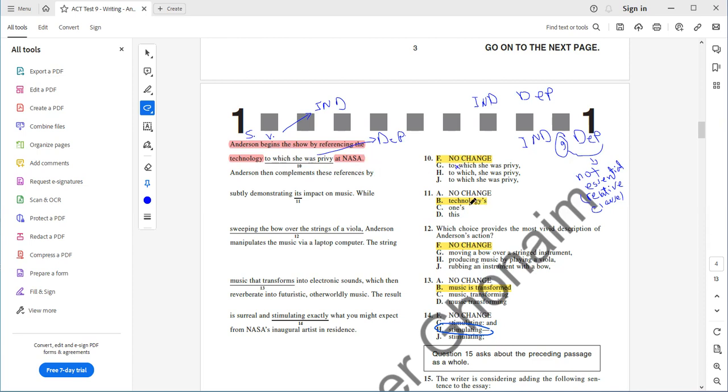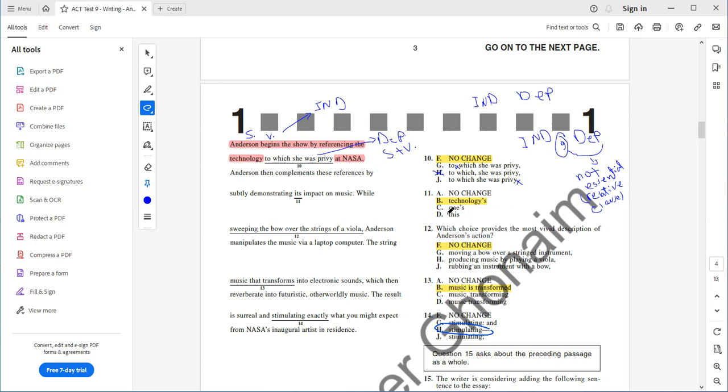Okay. Can I say "to which" and then "she was privy"? You're going to hear it right now: Anderson begins the show by referencing the technology to which at NASA. What is this? The dependent clause must have a subject and a verb. Without a subject and verb, it's going to be wrong. And if you put the subject and verb between two commas, that is for non-essential clauses, so this is also wrong. What do you think if we put it there? As we said, no comma comes before a prepositional phrase. At NASA is a prepositional phrase. So this is also wrong. Clear, Engineer Omar? Yes, clear.